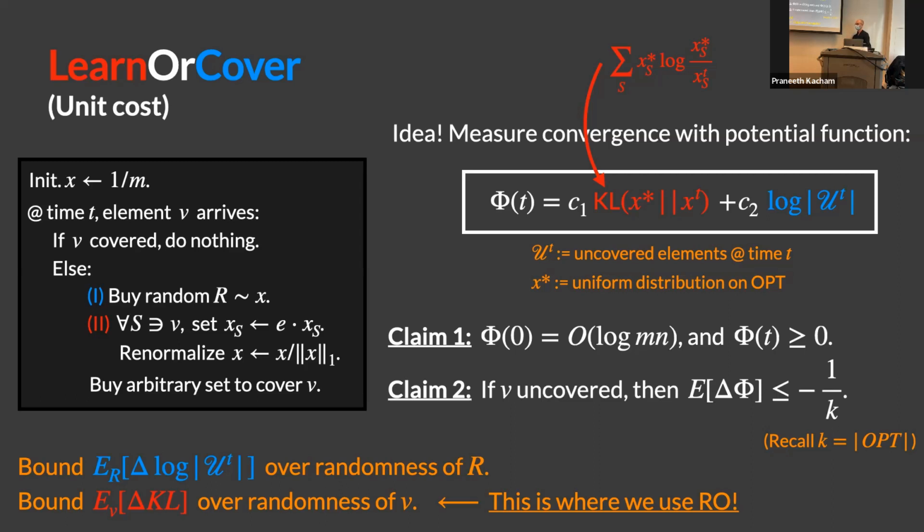That's the sampling of R. And then you can bound the decrease in the red part over the randomness of the arriving element V, which crucially uses random order. And so fortunately for us, you can cleanly disentangle these two steps. Isaac, this is sort of what you were asking about before. This is why we do these two steps separately from each other, just so we can cleanly do this analysis.